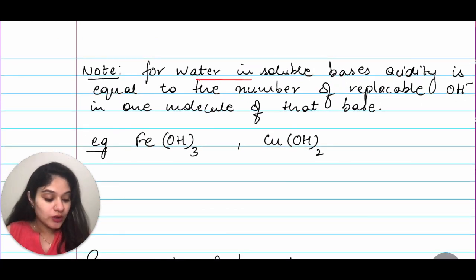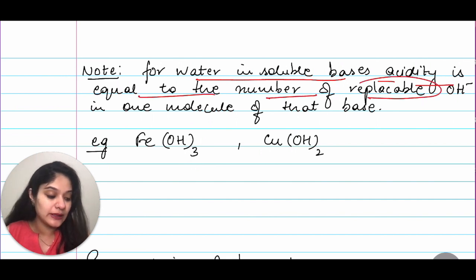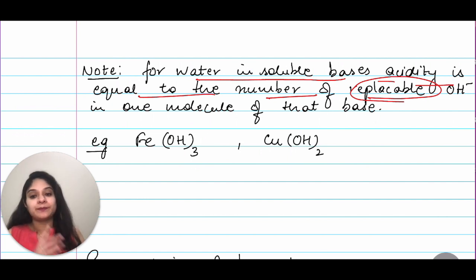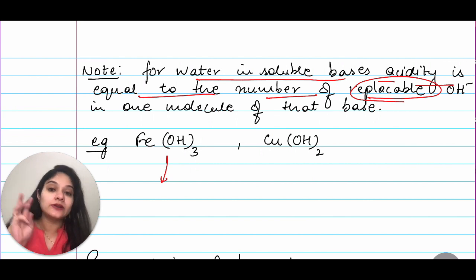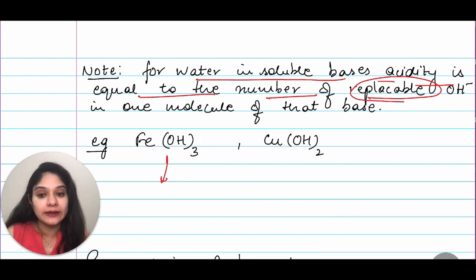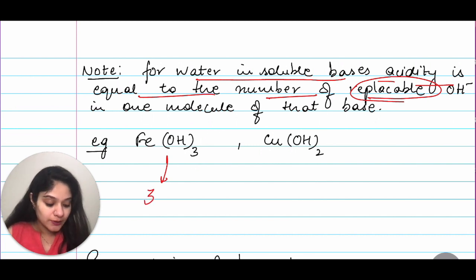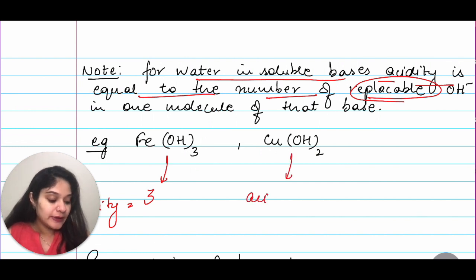So for water insoluble bases, acidity is equal to the number of replaceable hydroxide ions in one molecule of that base. That means if I think about ferric hydroxide, this has 3 replaceable hydroxide ions. So the acidity for ferric hydroxide would be 3. Similarly, for cupric hydroxide, I have 2 replaceable hydroxide ions. This means that acidity would be 2.